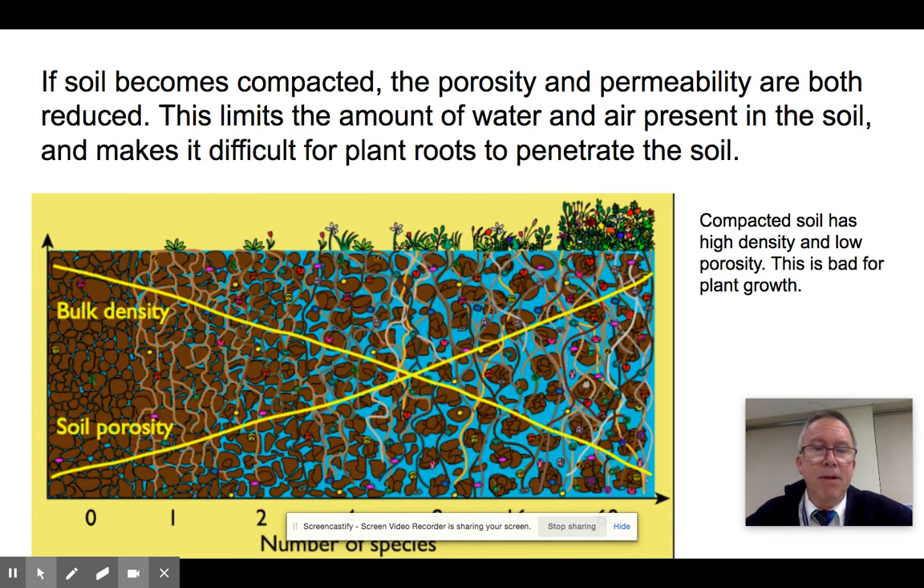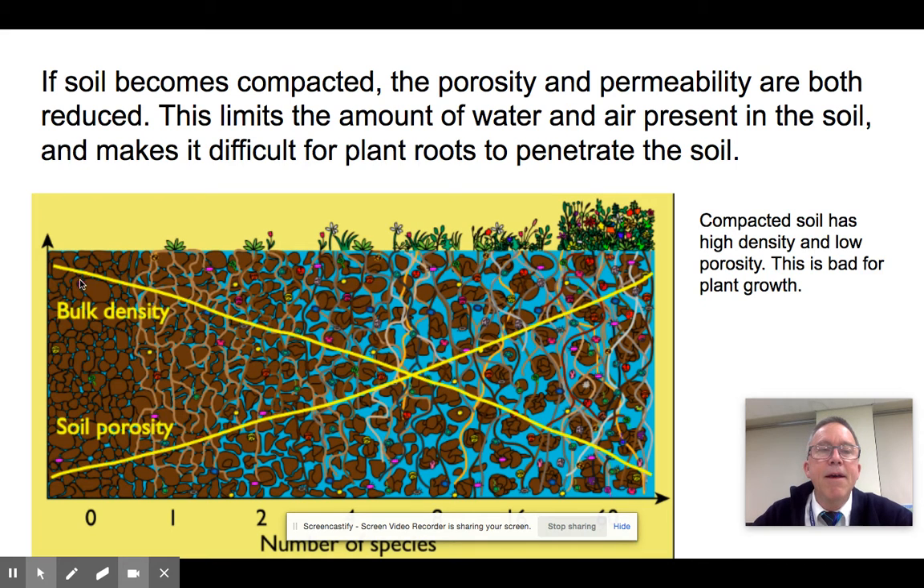So I like this diagram here. I think this sums it up pretty well. So let's think in terms of the density of the soil, like how compact it is, and soil porosity, how much it has in terms of open space that can be filled with water or air. So what we see here is we've got a lot of plants when conditions are like this, and we don't have any plants when the conditions are like this.